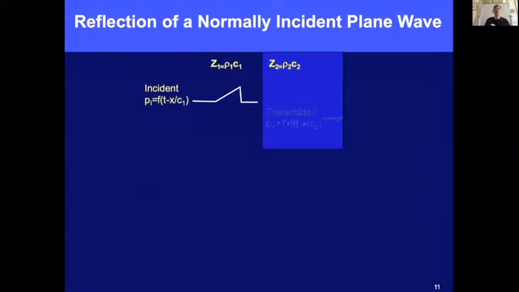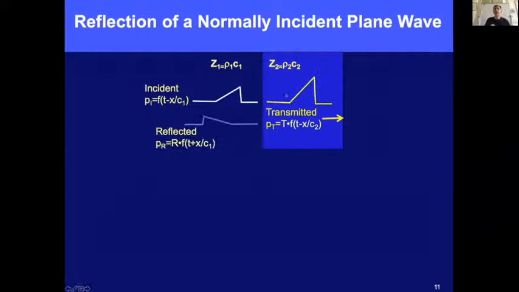When we hit the interface, some of the wave is transmitted and some of the wave is going to be reflected. The transmitted wave has the same functional form as the incident wave, so the same triangle form, but now the argument is going to be t minus x over c2 because it's going to travel at a different sound speed. And then the amplitude will be modified by a transmission coefficient. The reflected wave will come back, and because it's now moving as a left traveling wave, it's going to have an argument of t plus x over c1, but the same functional form, and it will be multiplied by a reflection coefficient r.